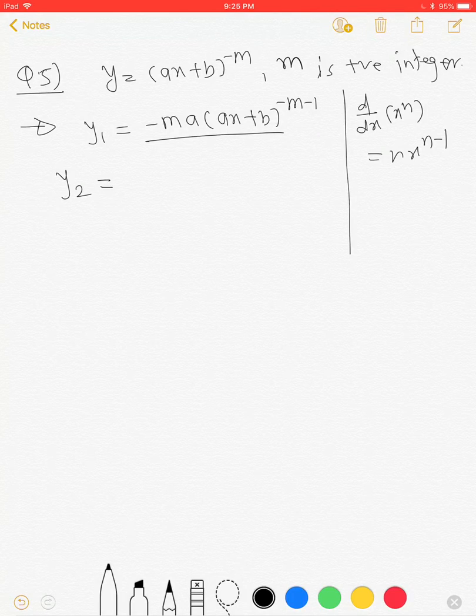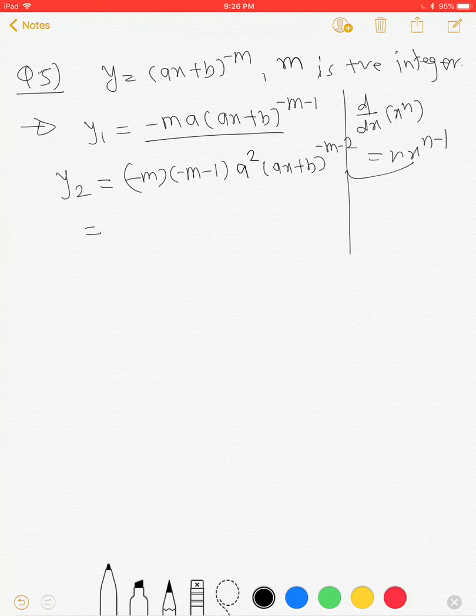So if we differentiate this function again, then we will get minus m minus 1 into a, so a square, into (ax plus b) raised to the minus m minus 2. Again we have used the same formula. Here our observation is, in the first derivative there is only one minus sign, in the second derivative there are two minus signs. So we can write this as minus 1 square into a square into (ax plus b) raised to the minus of m plus 2, into m into m plus 1.